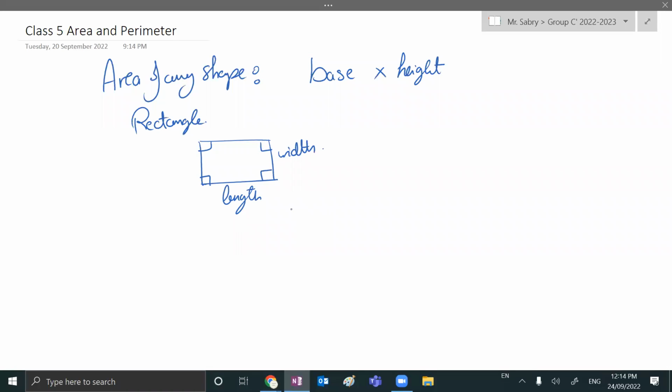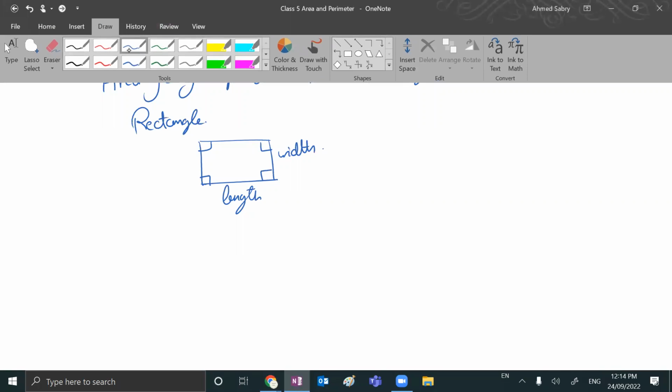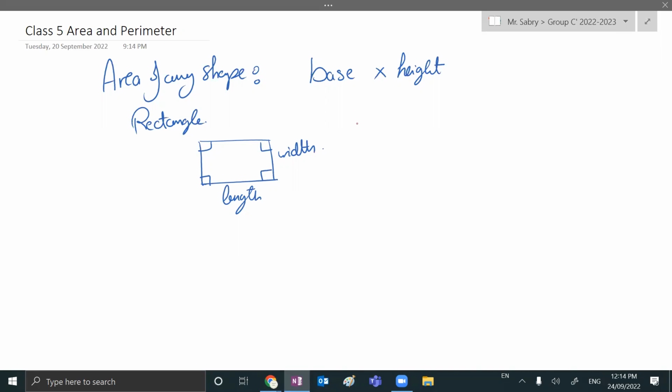So where do you think is the base of the shape? Which one is the base of the shape? Length. So if the area of anything is base times height, then the area of the rectangle would be called length times, which is the height, width, correct? So the area of the rectangle is, yes, mainly its base times its height, but the difference is how it's called. Sometimes it's called length, sometimes it's called width.